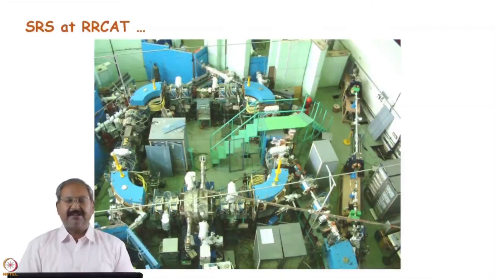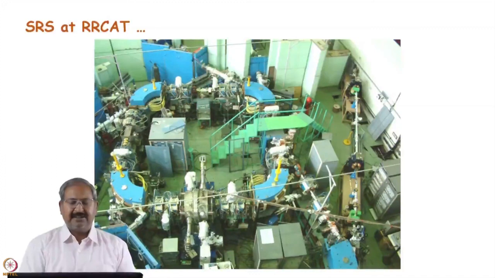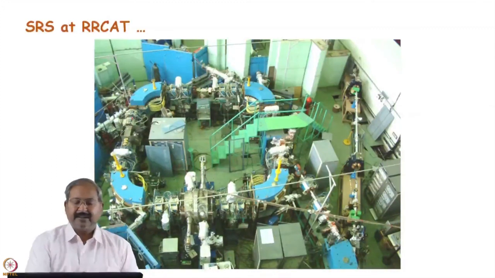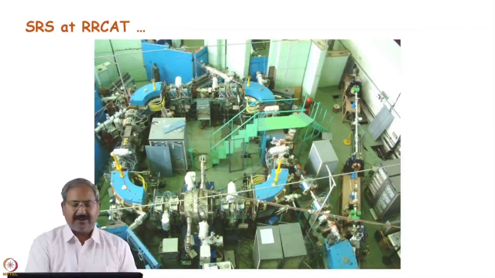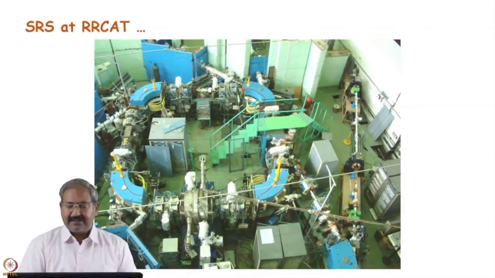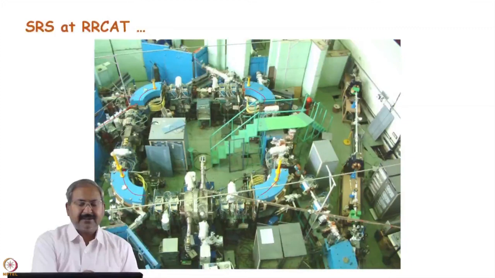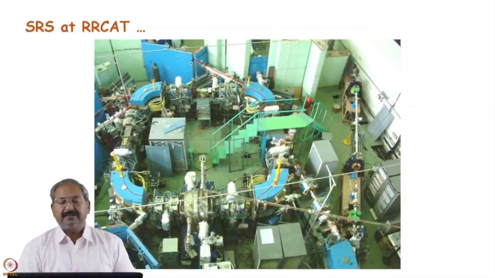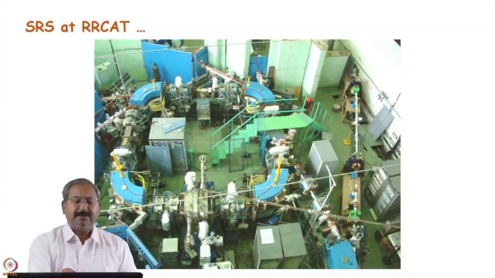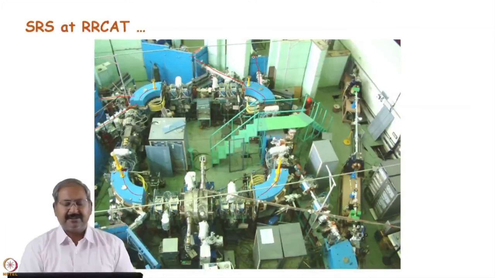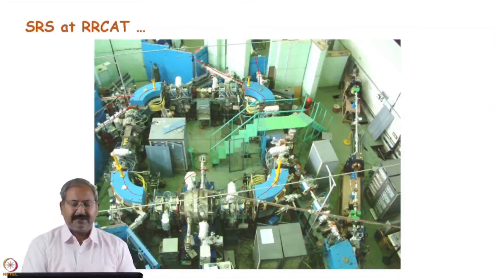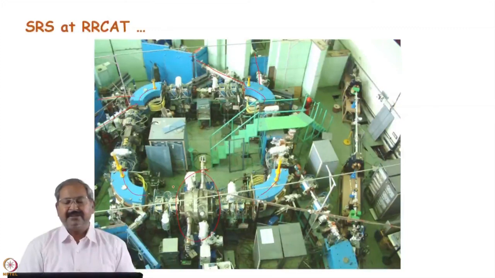This is the picture of the Indus 1 storage ring. It is a very small ring, 18 meter circumference. And you can see that there are four dipole magnets, 1, 2, 3, 4. These are the radiation beam lines by which synchrotron radiation is coming out, and beyond that hutch there is the experimental station. Here the RF cavity is placed to replenish the lost energy of electrons.